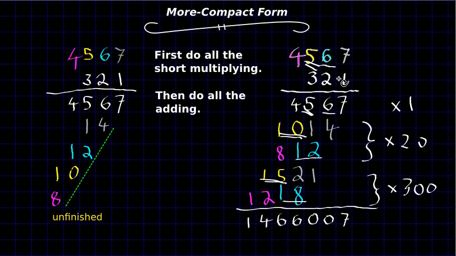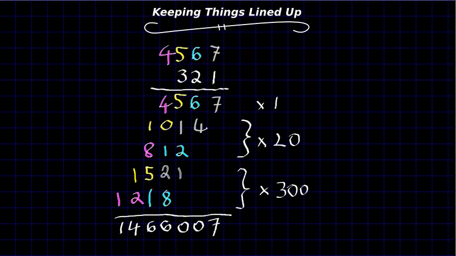So this way of laying things out, first do the short multiplying, then do all the adding, allows you to keep track of where things came from, allows you to check the multiplies, allows you to check the addition. I'd like to say a few words about how we keep things properly lined up in columns. It pays to think about these things in groups. This is the by ones group, it comes from the first digit of the lower factor. This is the by 20 group, comes from the second digit of the lower factor. And this is the by 300 group that comes from the third digit of the lower factor.